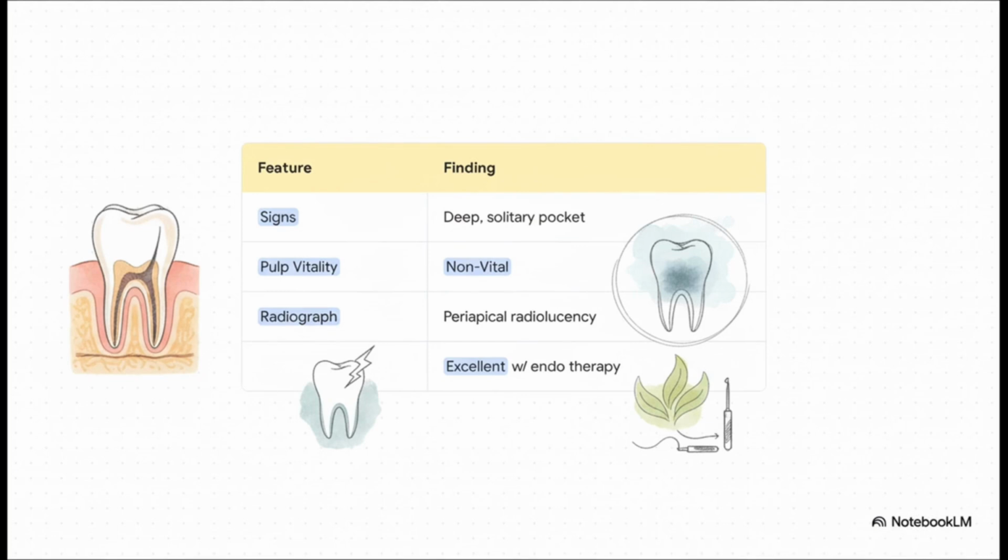Okay, here's a huge clinical pearl for you. Look for a deep, solitary, narrow pocket, especially in a mouth that's otherwise pretty healthy periodontally speaking. But the number one, absolute most critical diagnostic key, the pulp is going to test non-vital. And the best part about this? The prognosis is excellent. You just do the root canal and you're golden.